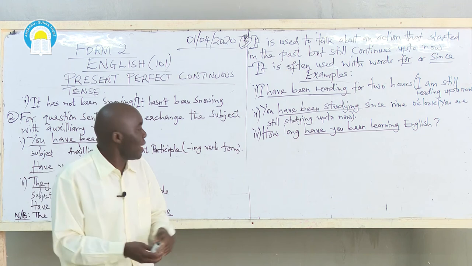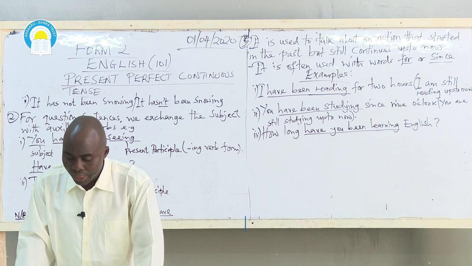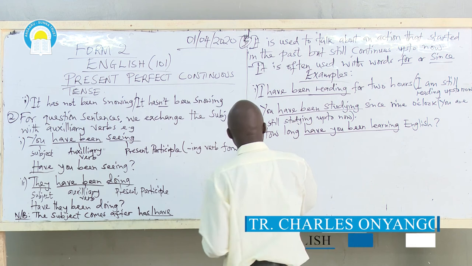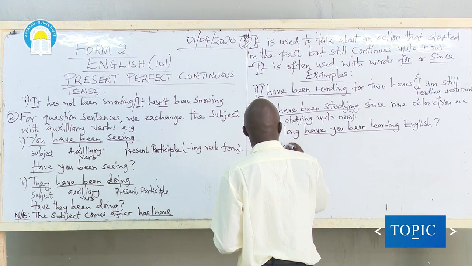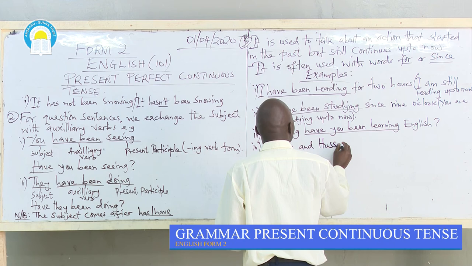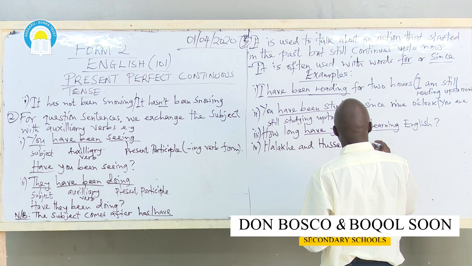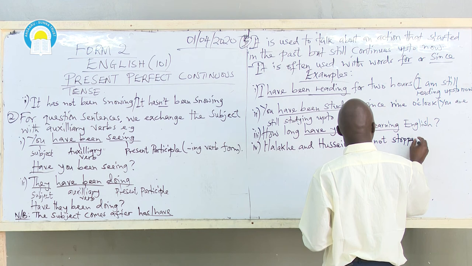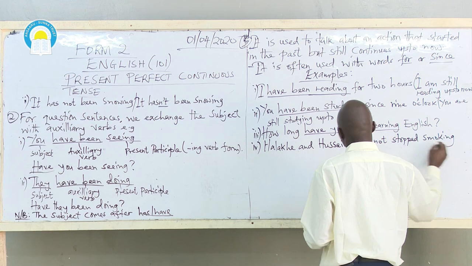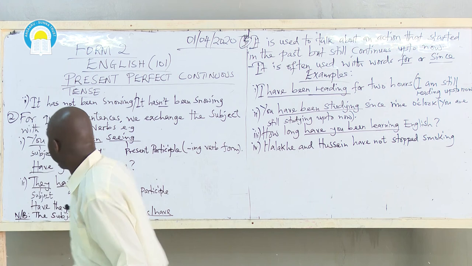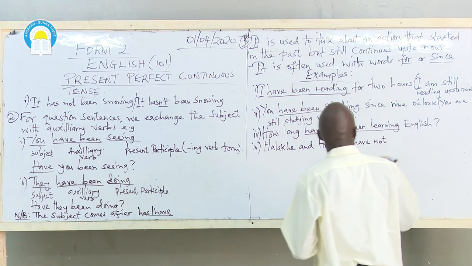Then we also have got the last sentence here. We ask, Halake and Hussein, and in this case, I want us to use the negative sentence. Halake and Hussein have not been smoking. Yes, have not been smoking.